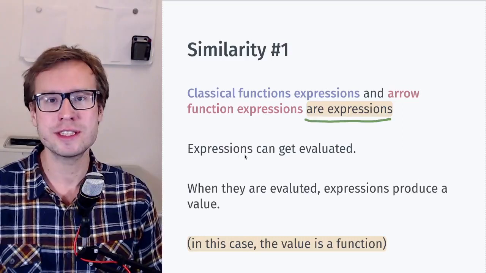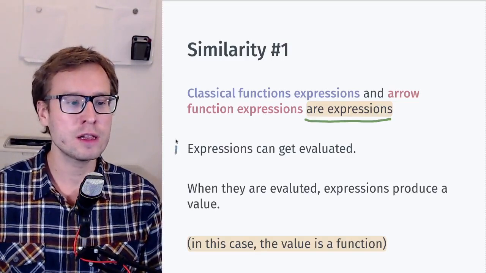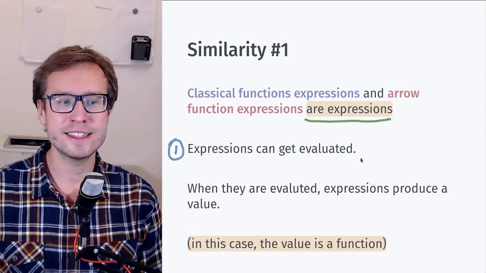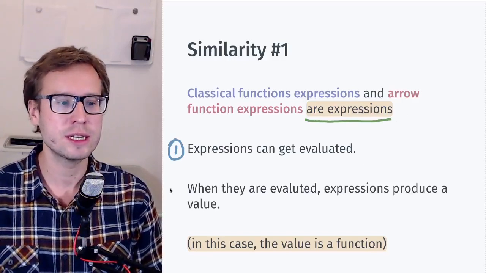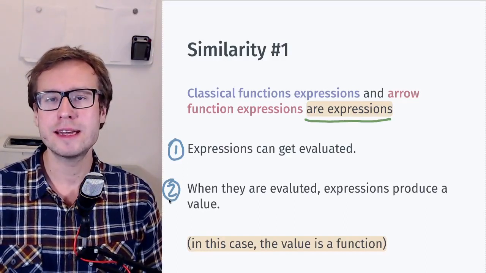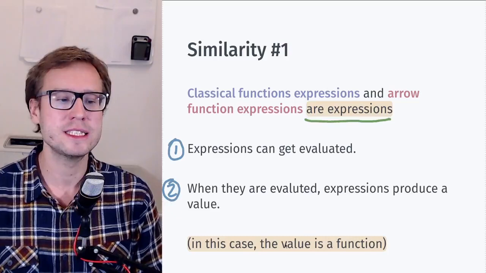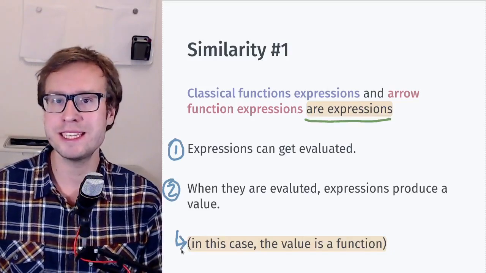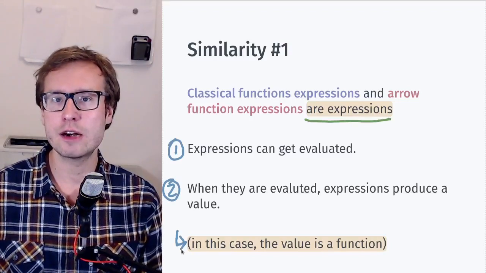So why do I talk about expressions in this case? Because here are some things that are true about expressions. First of all, expressions can get evaluated. So when JavaScript runs your code and it comes upon your function expression, it evaluates that expression. That's number 1. Number 2, when they are evaluated, expressions produce a value. That's really the goal of an expression, to produce a value as a result. That's what evaluation actually means. In the case of function expressions, the value that is being produced is a function. And that is a similarity between classical functions and arrow functions.